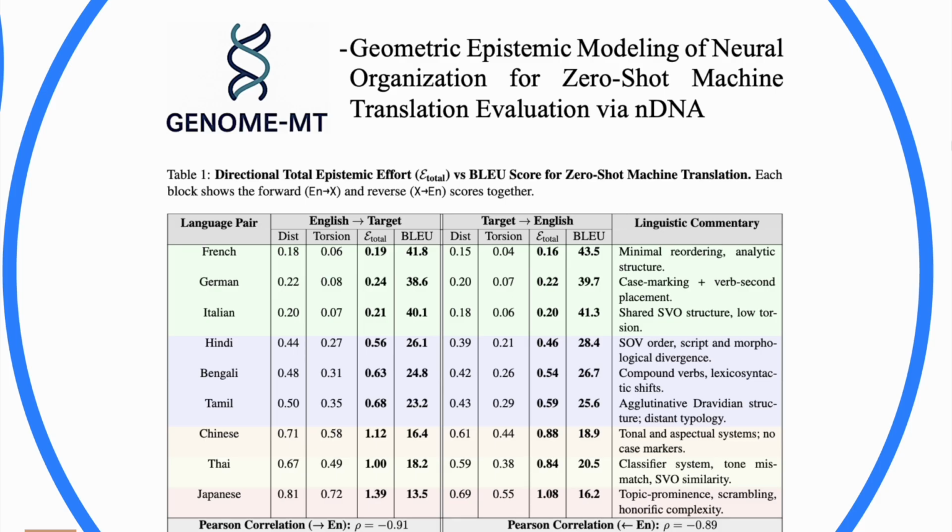Final takeaway. Epistemic effort score is generation-free, language agnostic, and fast. It provides a pre-deployment estimator to flag hard directions, plan data or adapter budgets, and choose safer routes for multilingual transfer before any translation is produced.